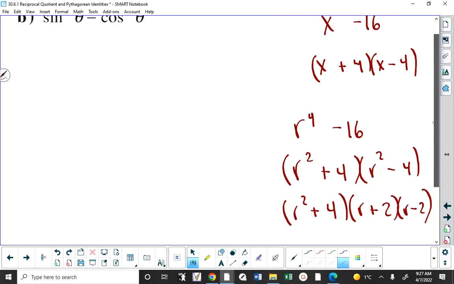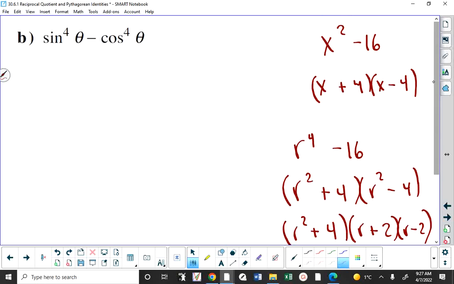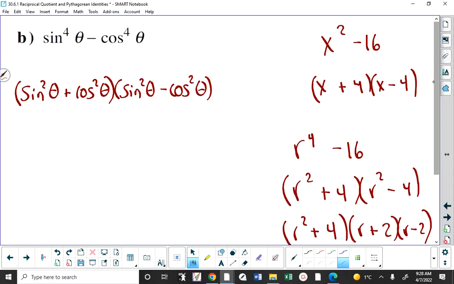The bottom line here is that this sine to the 4 of theta minus cos to the 4 of theta is a difference of squares. Sine to the 4 of theta is the perfect square of sine squared of theta, so we can put sine squared of theta here and here. Cos to the 4 of theta is the perfect square of cos squared of theta, which we can put here and here. The answer to the question is sine squared of theta minus cos squared of theta, because this is 1.